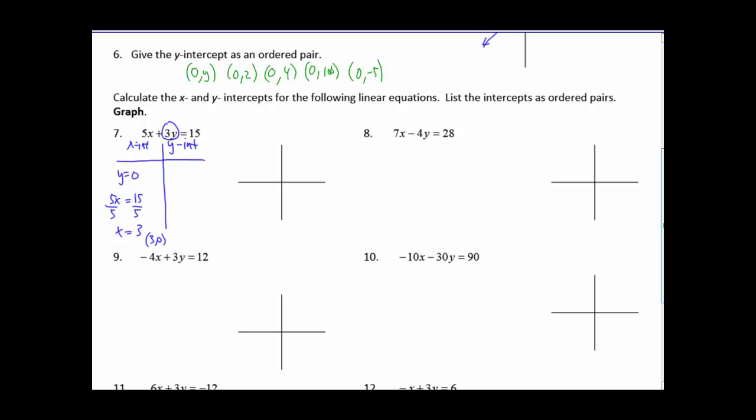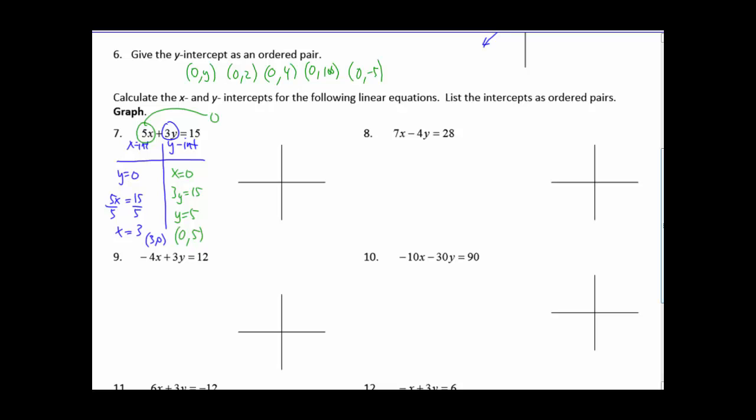If we write that as an ordered pair, we get 3 comma 0. Now on the y-intercept side, x is equal to 0, so 5x becomes 0. We're left with 3y equals 15. If you divide by 3, we get y equals 5. So our coordinate is 0 comma 5.